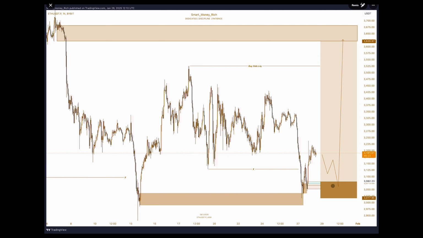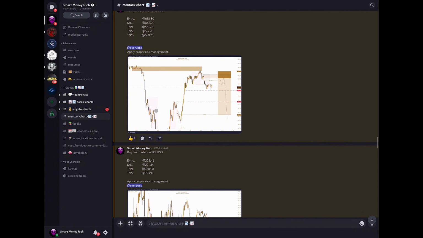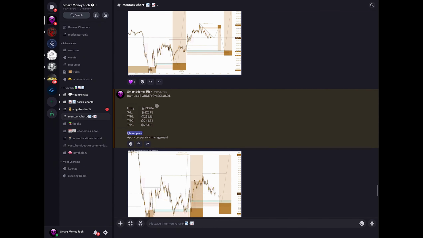So I'm going to enter off of this imbalance level here, this demand zone, this other block. Once price comes to fill it, I get in and I get out once price is done filling it at this level. Right now, let's see the trade, how it ran.